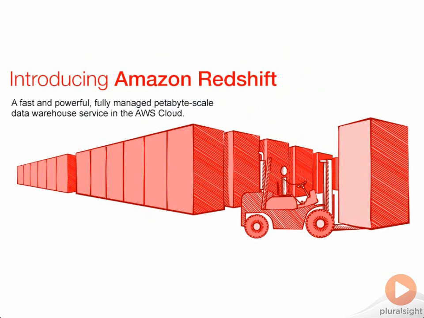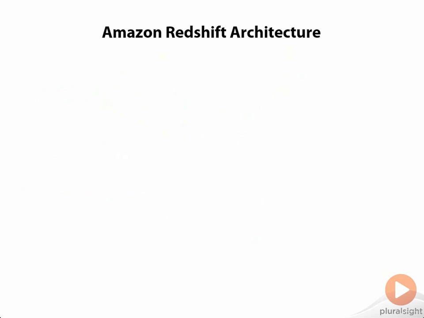Amazon Redshift. This page here has their tagline, which is a fast, powerful, fully managed petabyte scale data warehouse service in the cloud. Let's talk about Amazon Redshift's architecture. Amazon Redshift's architecture is optimized for data warehousing.